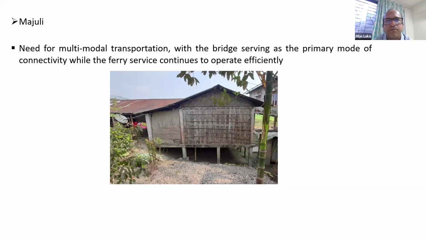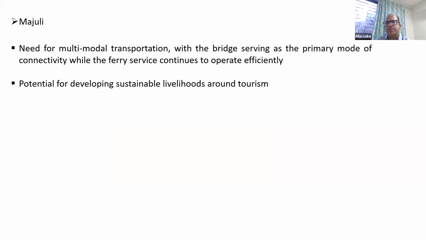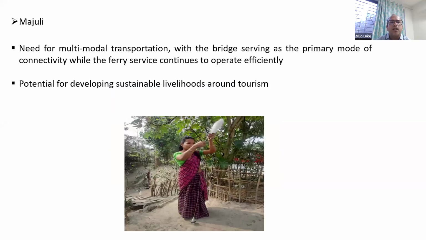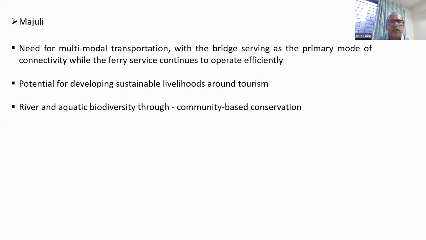And the insights from the fieldwork pointed towards the livelihood crisis existing in Majuli among the local community, especially women. So we want to work around the potential for developing sustainable livelihoods around the budding tourism sector in Majuli. And the third aspect is looking at river and aquatic biodiversity through community-based conservation. All these three things pose a direct societal challenge, while the feasibility of multimodal transportation and the third aspect, the environment aspect, all raise a scientific challenge.